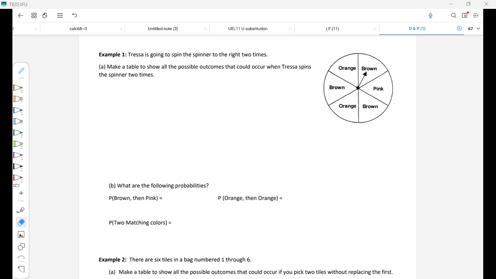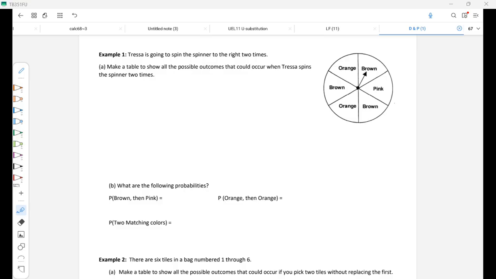In all of your questions, you're going to do more than one thing. So when you look at example one here, it says Tressa is going to spin the spinner to the right 2 times. So she's going to take this spinner and spin it not just once, but twice, which means that when she's spun the spinner, there's going to be 2 colors. Maybe she's spun a brown and then on her second spin, she got an orange. Maybe she got a pink and then a brown.